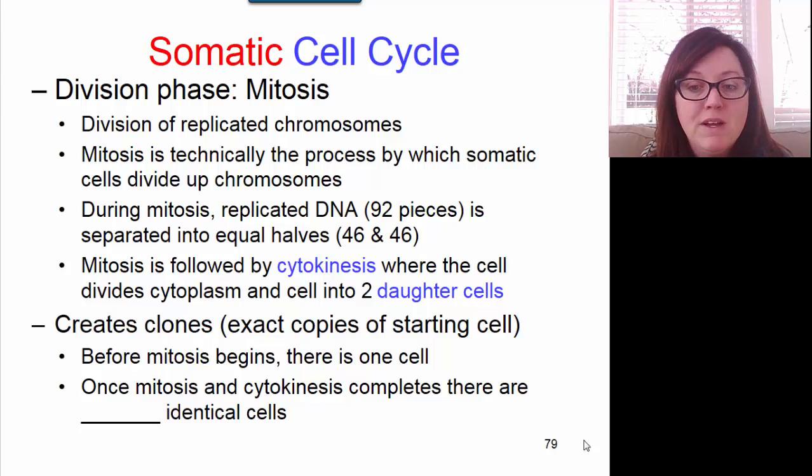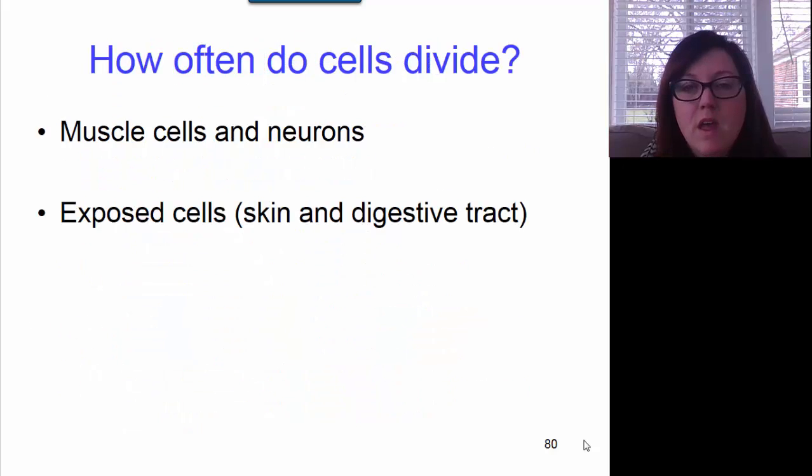And what we get at the end of mitosis is two daughter cells. I don't know why they're called daughter cells, but they are. We get these two daughter cells, and these daughter cells are clones, right? They are clones of one another. They are clones of the starting cell. So before mitosis begins, we start off with one cell. And once mitosis and cytokinesis is complete, we end up with two identical cells.